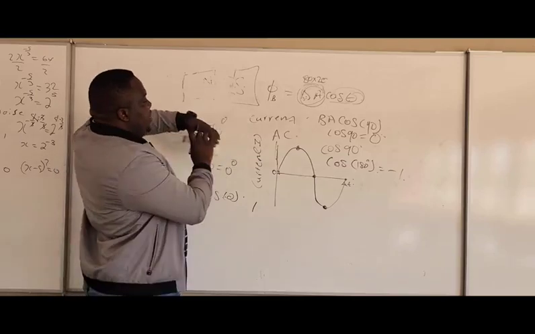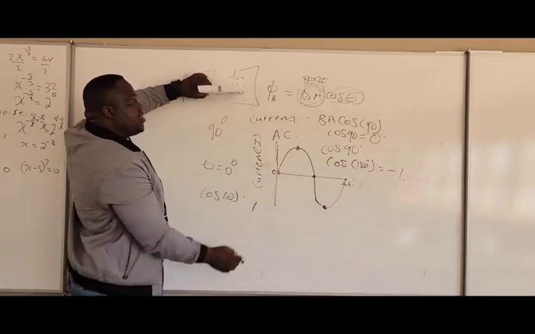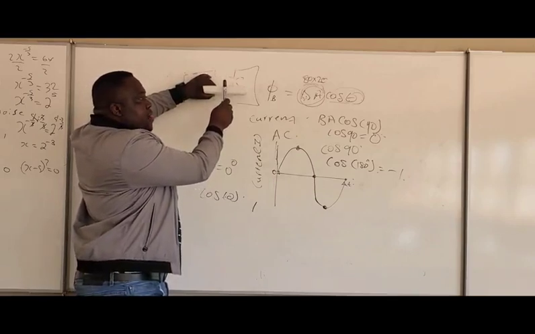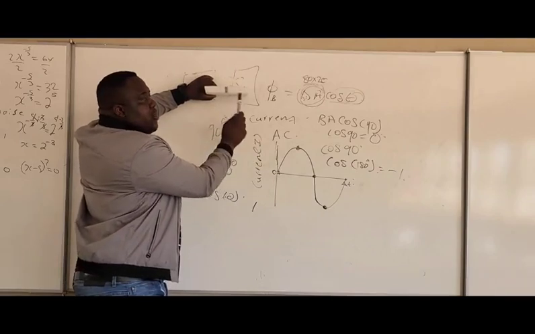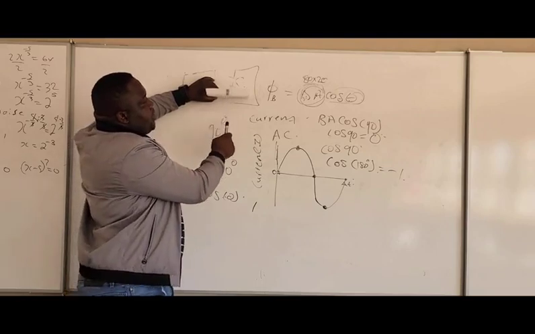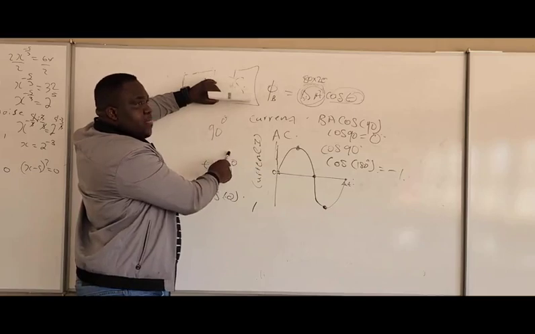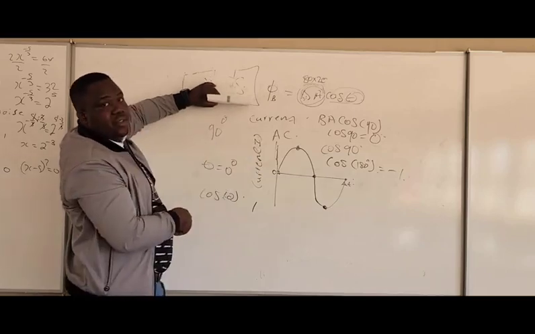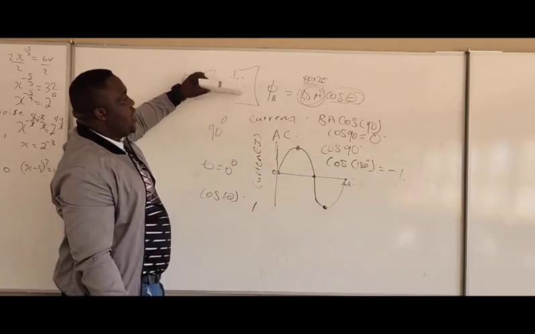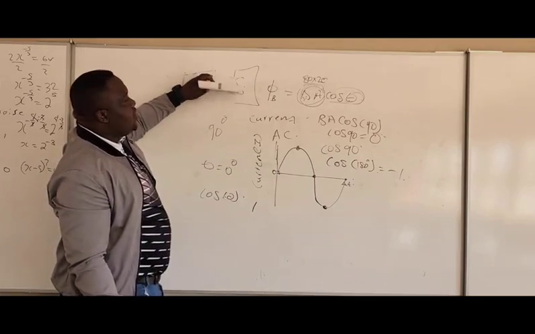Remember, it was like this. That's why the current is 0. Why is the current 0? It is because the normal line is perpendicular to the magnetic field line. So when the normal line is perpendicular to the magnetic field line, the angle between them is 90, and cos 90 will give us 0. That's why there is 0 current. So when the coil is at this position, it is not producing any current.